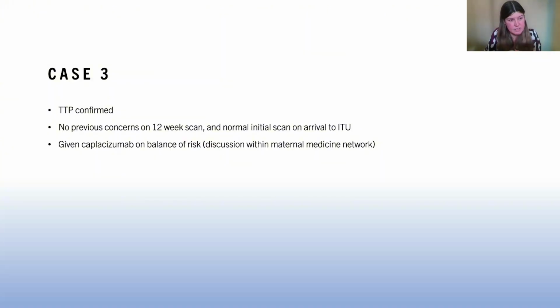This lady actually presented on a Saturday when I was on to support one of my more junior colleagues, and I phoned our maternal medicine network lead, who's my friend and a good long-term colleague, to make this decision because I felt it needed that level of seniority. So we did give her the caplacizumab. The risks of caplacizumab are that it increases bleeding because it stops von Willebrand factor binding to platelets. So the main risk is the bleeding complications. But really what it does is it gives you an acquired form of von Willebrand disease. And obviously we do look after women with von Willebrand disease in pregnancy.